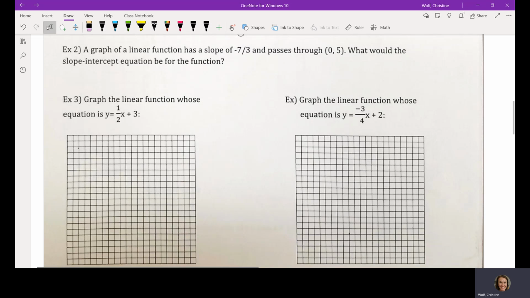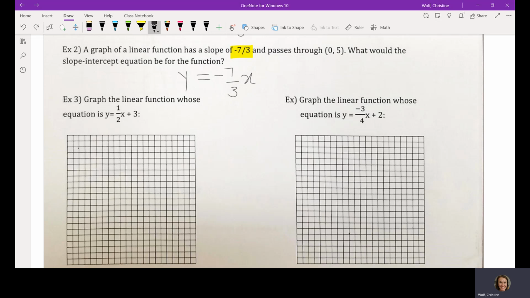Let's do another one. A graph of a straight line or linear function has a slope of -7/3 and passes through 0,5. What would the slope-intercept equation be for the function? Again, I give you the slope. So we know that the equation will start off with y equals, then right after the equal sign is the slope, -7/3x. That's like my rise over run, so I know I'm going to rise -7 and then run 3.